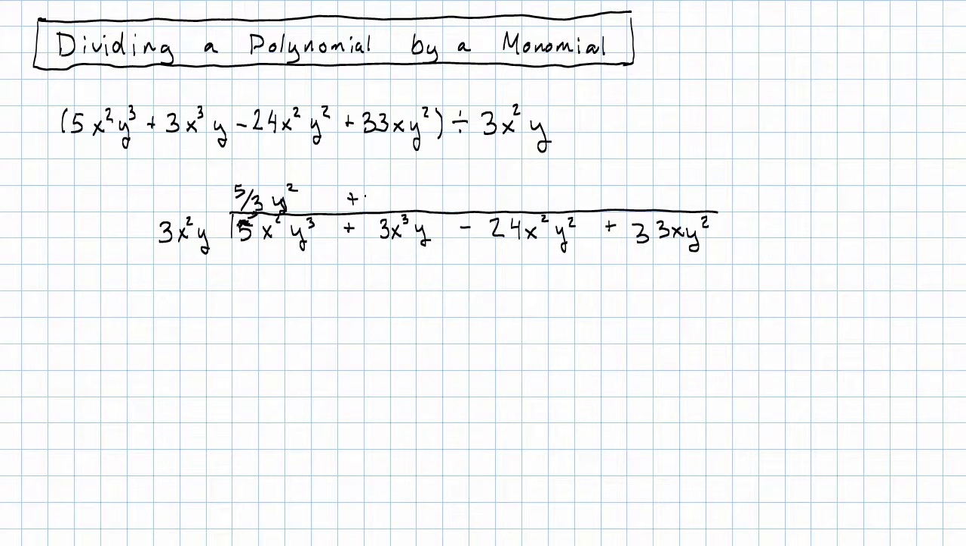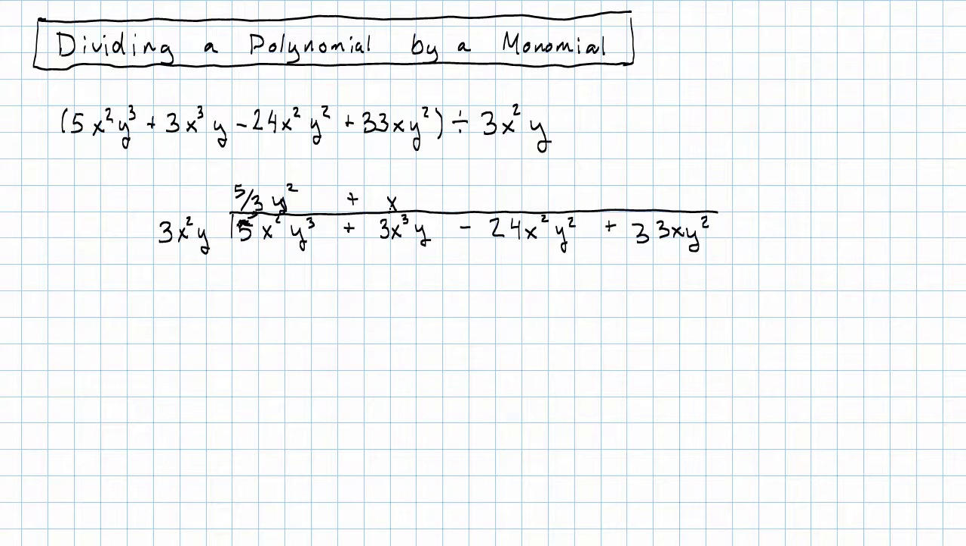Next term. Notice I didn't need to do any subtracting because there was nothing left there. There's never going to be anything left when we divide two monomials. It's always going to just work. Next term. 3 divided by 3 is 1. I don't need to write the coefficient 1. X to the third divided by x squared, that's going to be just x to the first. Y divided by y, again, just 1, no need to write it down.